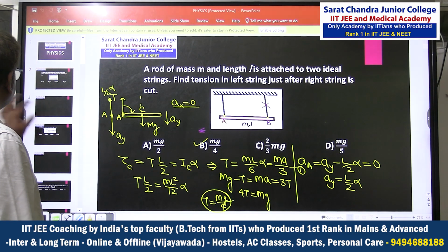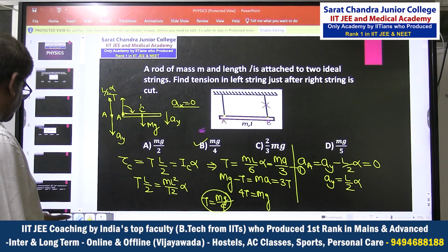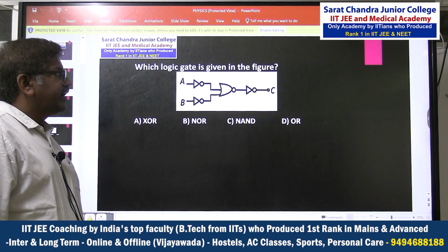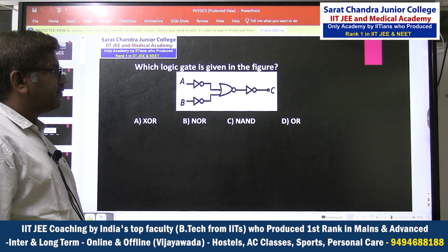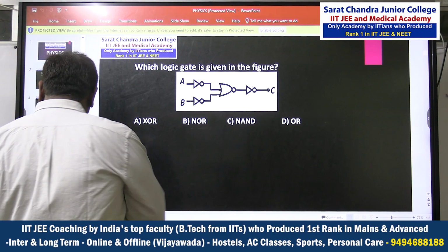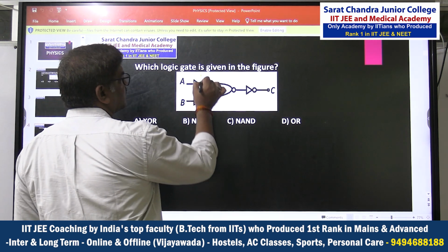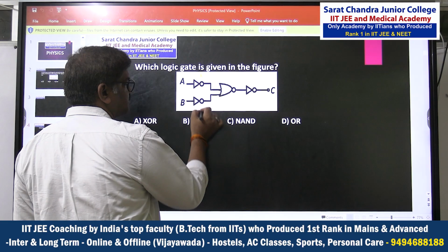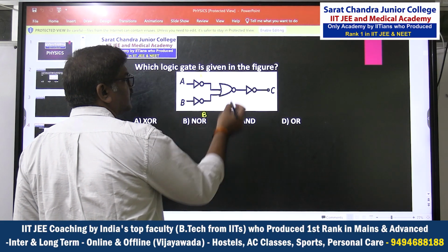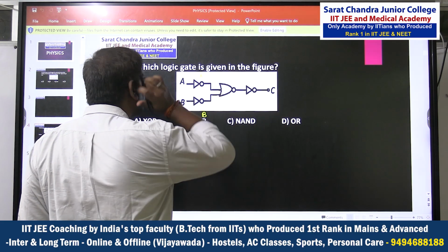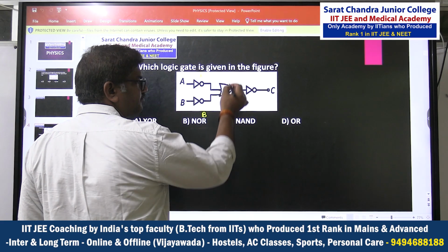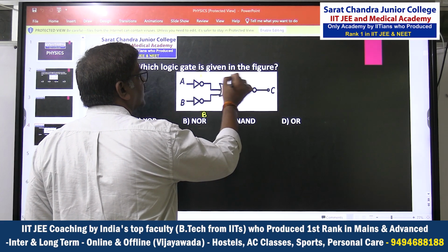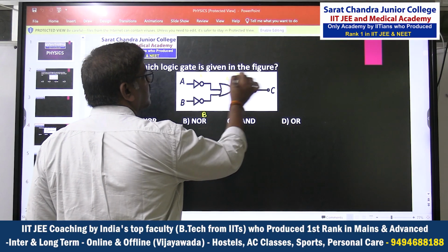Move to the next one. Which logic gate is given in the figure? I will just make the Boolean algebra here. This is your A bar, it is a NOT gate, so it is A bar, it is B bar. This is A plus B, A bar plus B bar, and bar.